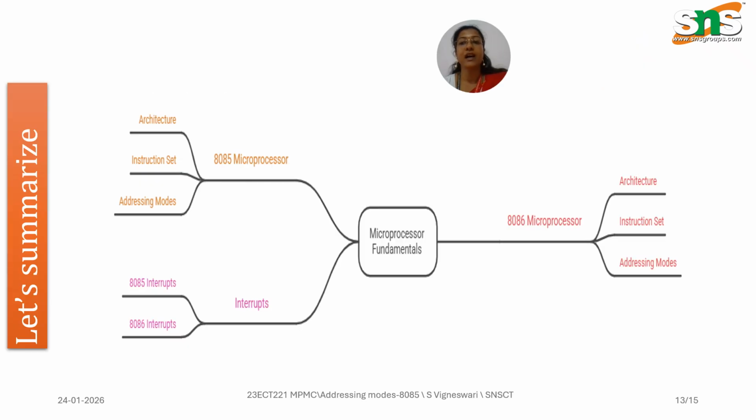To summarize, addressing modes define how operands are accessed in 8085, and we've discussed the five addressing modes with examples. Choosing the correct addressing mode helps in writing efficient and optimized programs.